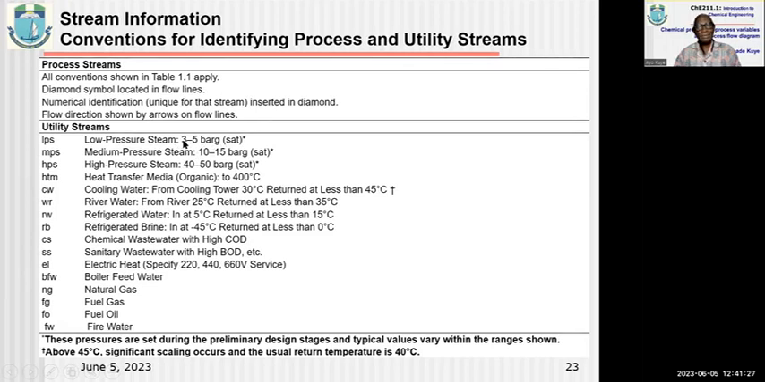Usually, what do we mean by low pressure steam? It means it's between 3 to 5 bar G. And what does bar G mean? Bar G means bar gauge.